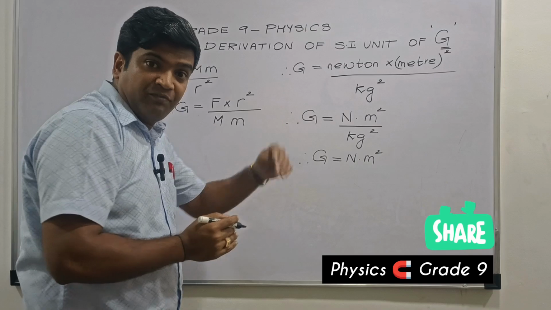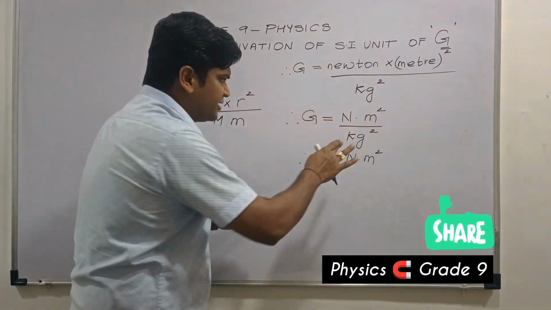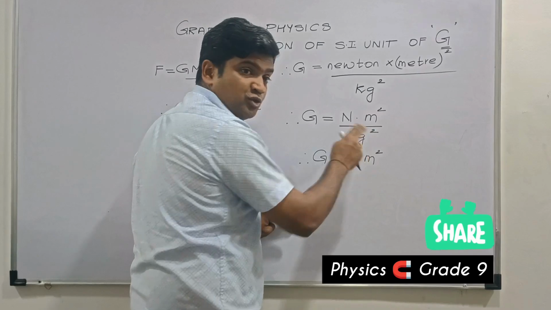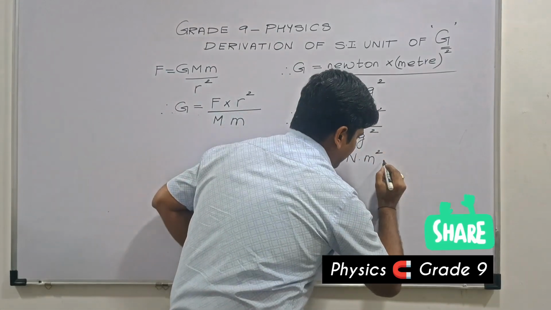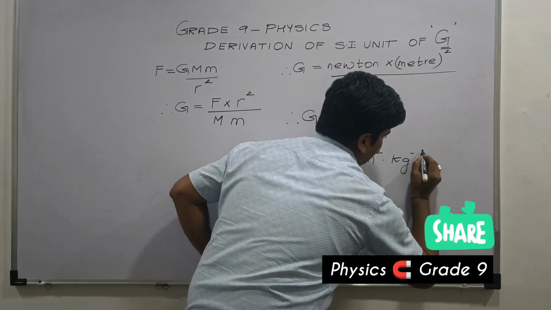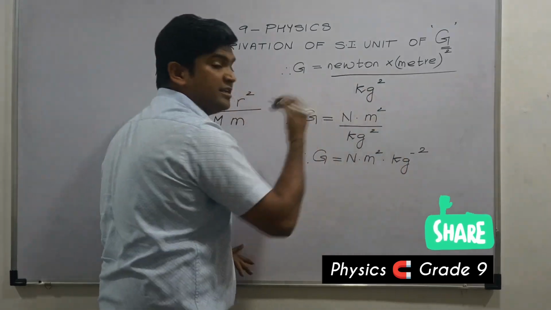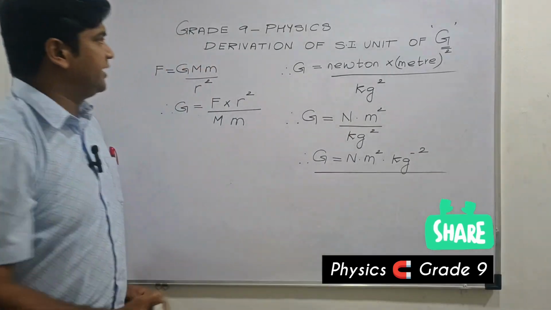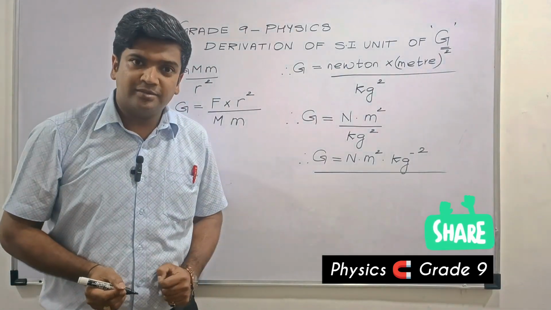So now, finally, capital G would be Newton meter square upon kilogram square. If I take this kilogram square to the numerator place, you know very well, this plus 2 becomes minus 2. So I'll write Newton meter square per kilogram square, that is, Newton meter square kilogram to the power minus 2. Okay, this is the SI unit of capital G. Simple. Done.